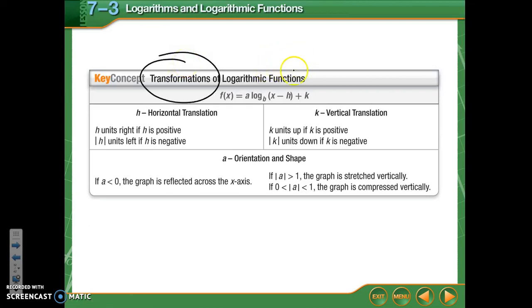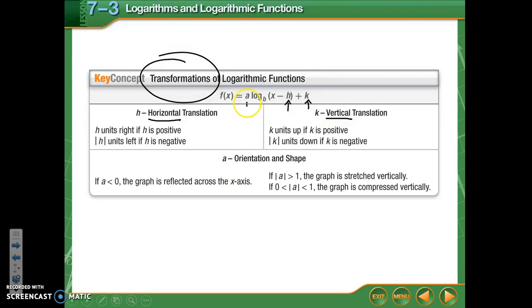It's exactly the same as it has always been. The h inside of the logarithm is a horizontal translation. So it's x minus h. So if it's x minus 3, it moves to the right 3. If it's x minus negative 2 or x plus 2, it moves to the left 2. So that hasn't changed. K, adding and subtracting a number outside of my function, is still a vertical translation. Moves it up or down that many units.